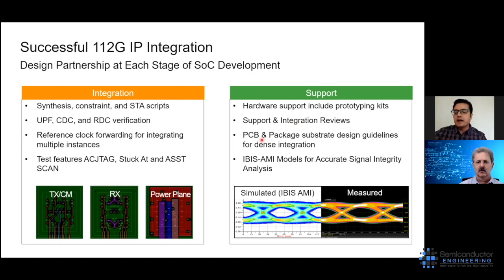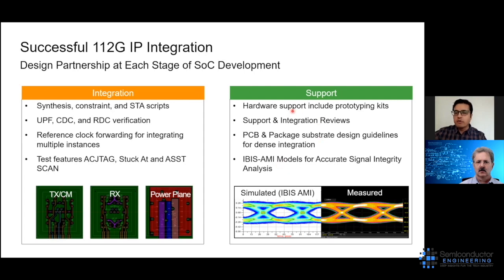PCBs are going to see 112 gig PAM4 signals in very dense implementation for the first time. So an exhaustive package substrate design study is required. So it's just not an NRZ signal which is getting integrated. There are new interference tolerance requirements which have come up now. So these are new support requirements on top of the IBIS-AMI model for effectively performing channel simulations here.